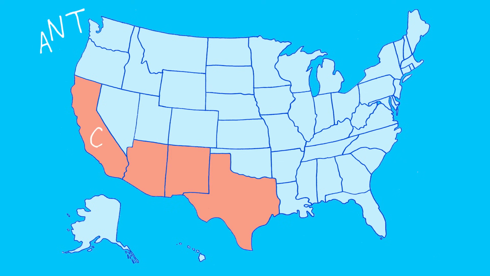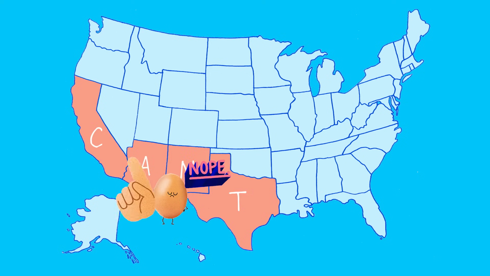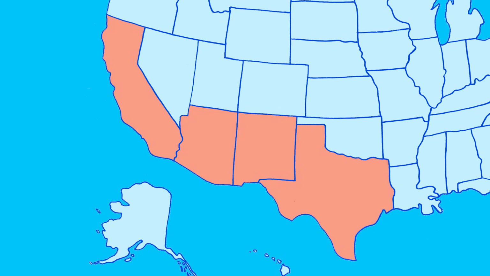So we're gonna start with the word CANT. C-A-N-T. Now notice that all 4 of these states are at the southern border. So just remember that you can't cross the border into Mexico unless you got a passport. You can't. C is for California, A, Arizona, N, New Mexico, and T, Texas. Can't.